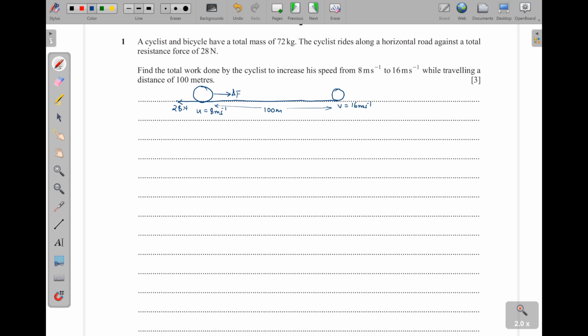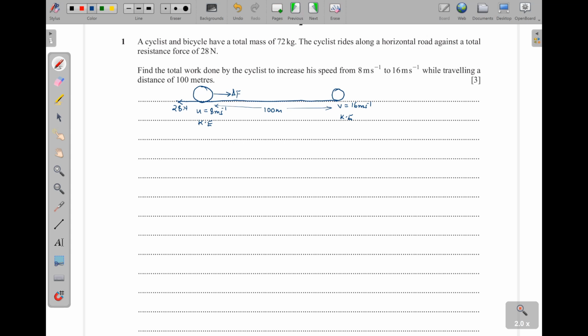Now, since there is speed here, we have kinetic energy, and also here we have kinetic energy. We don't have potential energy. I'm going to use the energy method, and also the other one using forces and the equations of motion. Here we don't have potential energy because we are on the horizontal road.